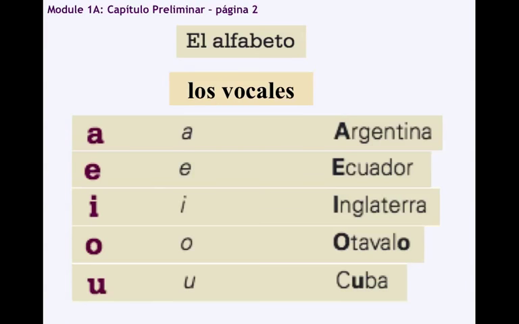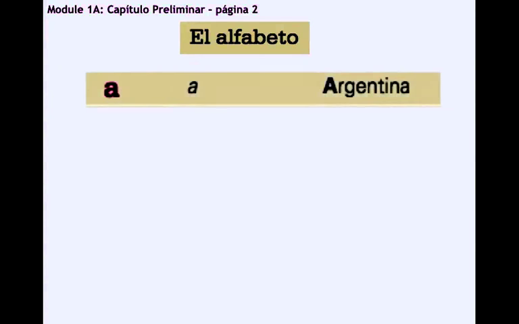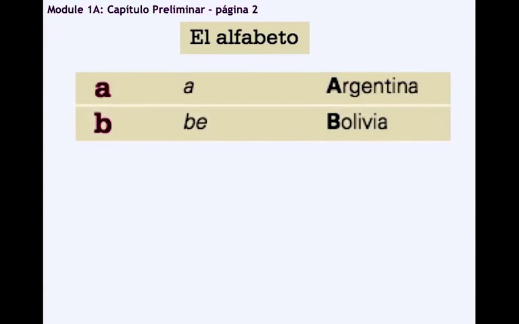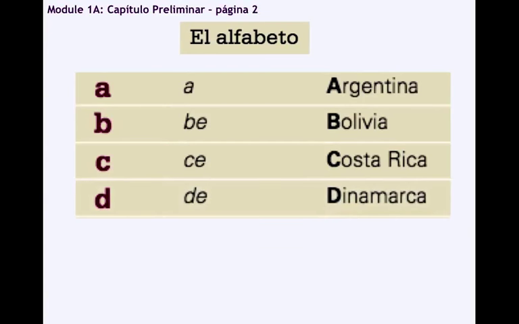Muy bien. Learn todo el alfabeto, first by pronouncing the letter, and then the Spanish-speaking place in the world, followed by the letter again. Let's go, vámonos. A, Argentina, A. B, Bolivia, B. C, Costa Rica, C. D, Dinamarca, D.